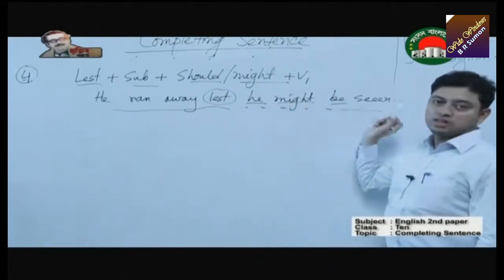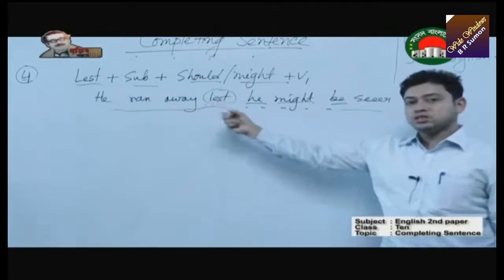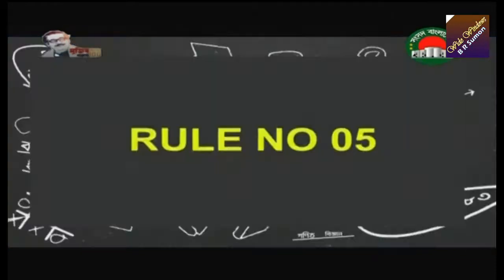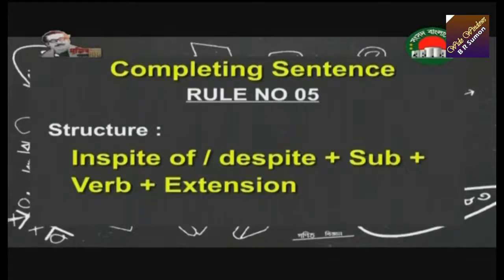He might be seen. So follow this structure, you will be able to answer any kind of sentence and it will be grammatically flawless. Now rule number 5: in spite of or despite plus subject plus verb plus extension.